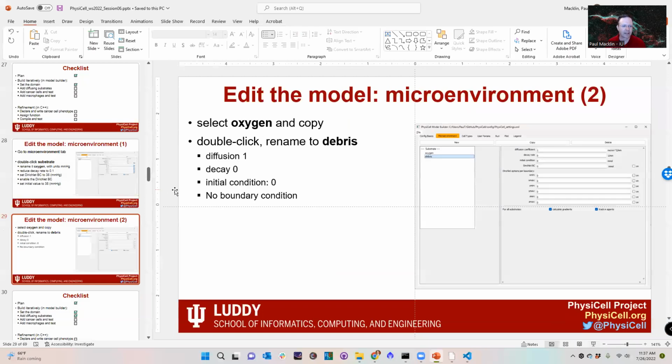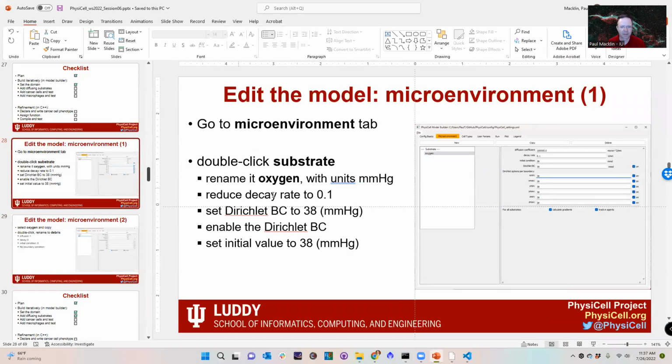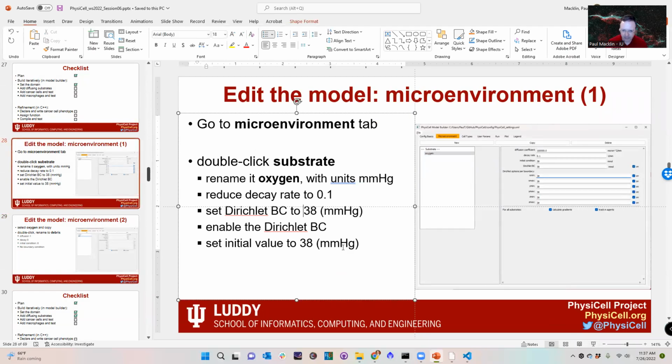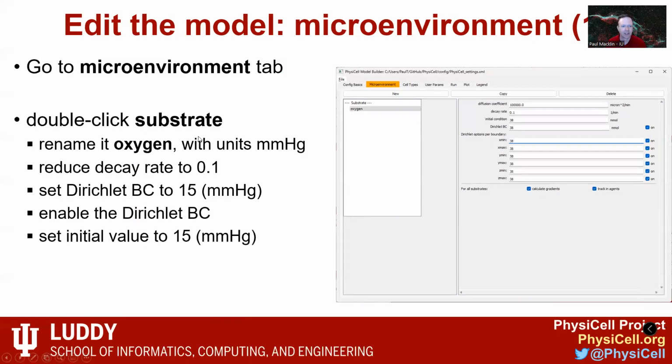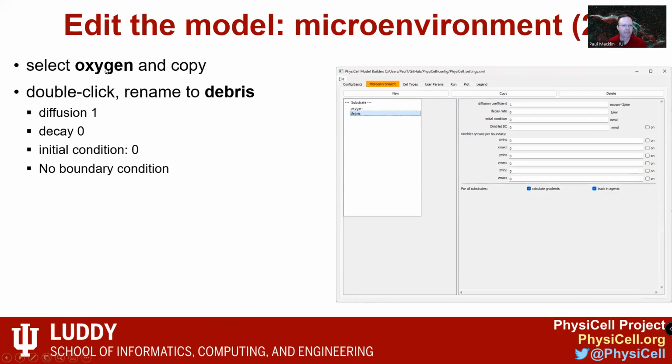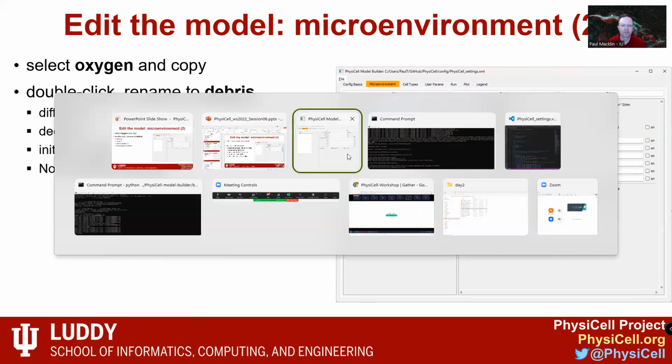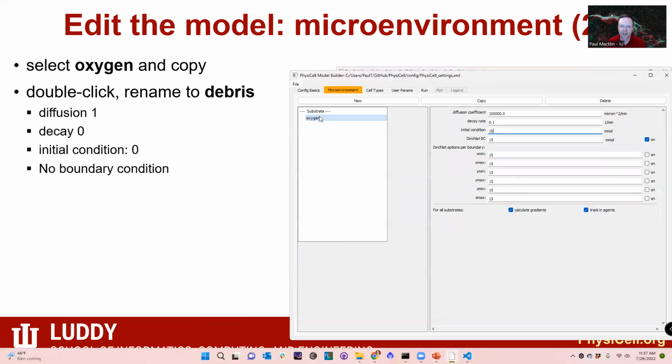So actually I'm going to modify probably my spreadsheet here. I'll pick it to 15 because I think that's just a nicer value to use. Okay, so I've done my oxygen so far, but I also need debris. So I'm going to go back into my model builder. I'm going to pick on this substrate here, oxygen, click copy. So now I have a second diffusing substrate, double click and rename it to debris.